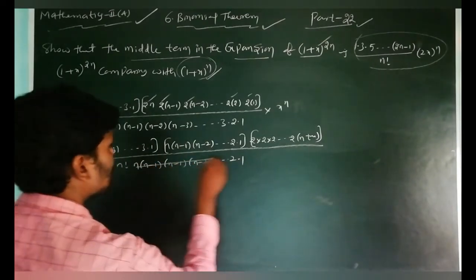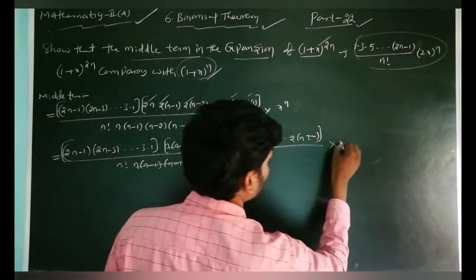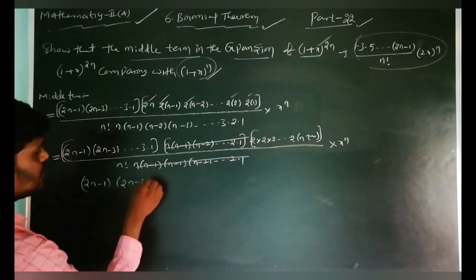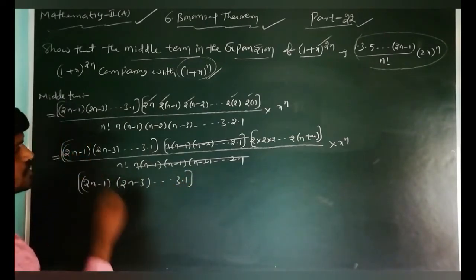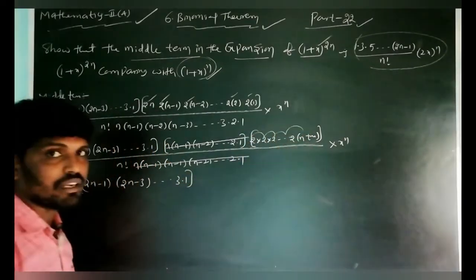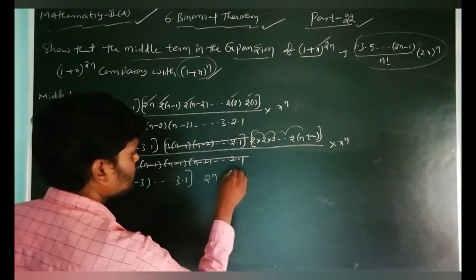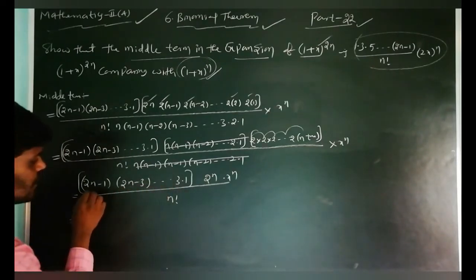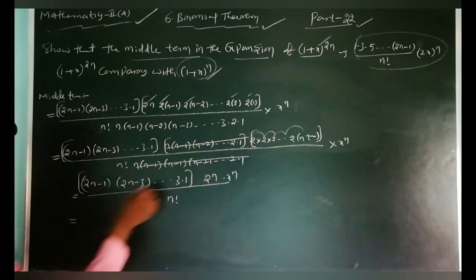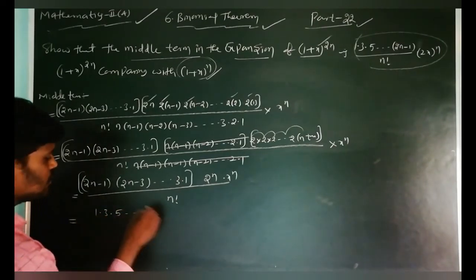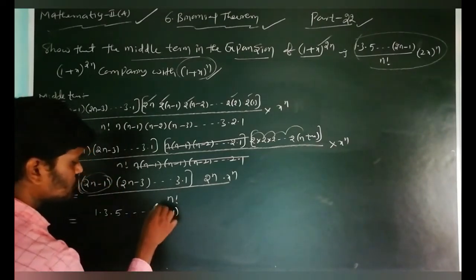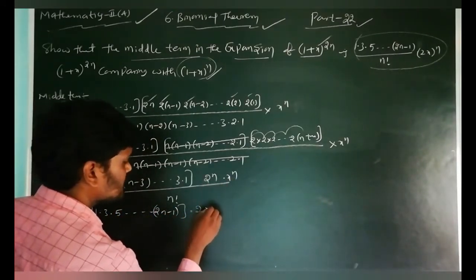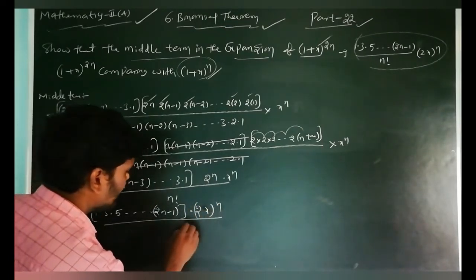Here this total value gets cancelled. You get 2n minus 1, 2n minus 3 and so on 3 into 1. Here 2 into 2 into 2, how many times coming? n times. You get 2 power n into x power n whole by n factorial. In this case you can write left to right, you can also write right to left. Right, first term 1 into 3 into 5 and so on, last term is 2n minus 1, into 2 power n into x power n. You can write 2x power n whole by n factorial.